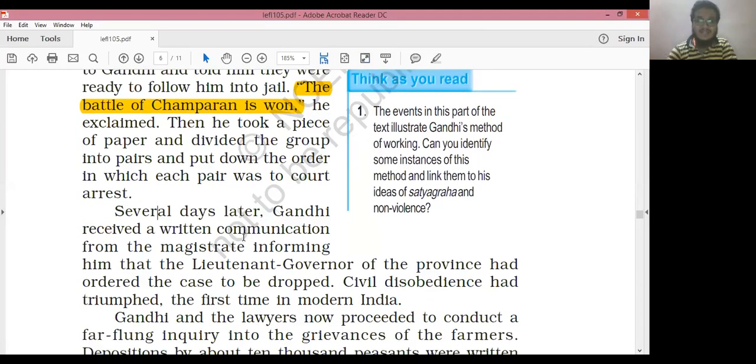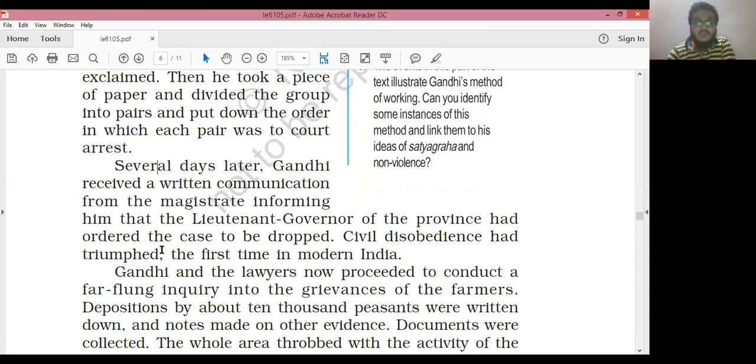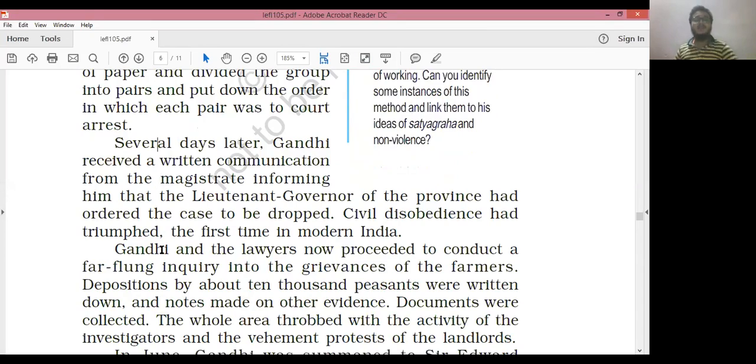Next, several days later, the next phase starts. Several days later, Gandhi received a written communication from the magistrate informing him that the lieutenant governor of the province had ordered the case to be dropped. Mark it down. Immediately the Britishers did not take any action, and after several days a written communication came from the magistrate. The governor of the province had ordered the case to be dropped. The case that was filed against Gandhi was dropped, and Gandhi won the first battle. Gandhi was able to challenge the British, and in a peaceful manner, he took the lead. The first time in modern India.